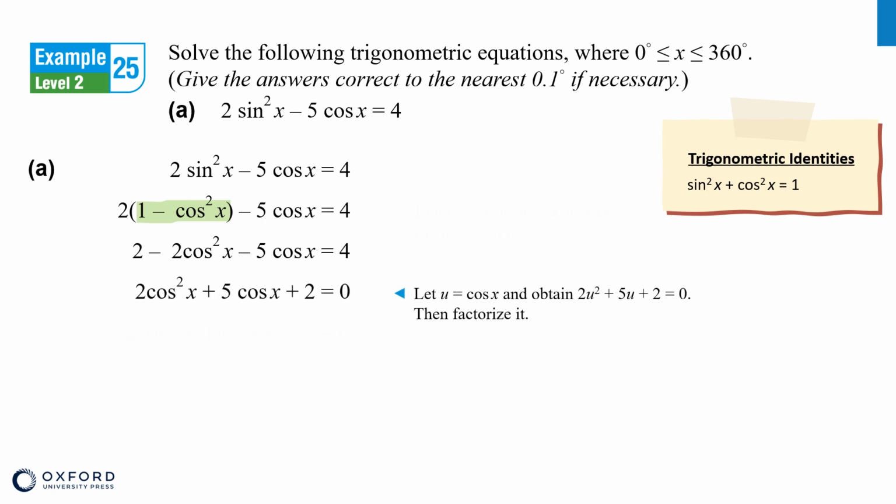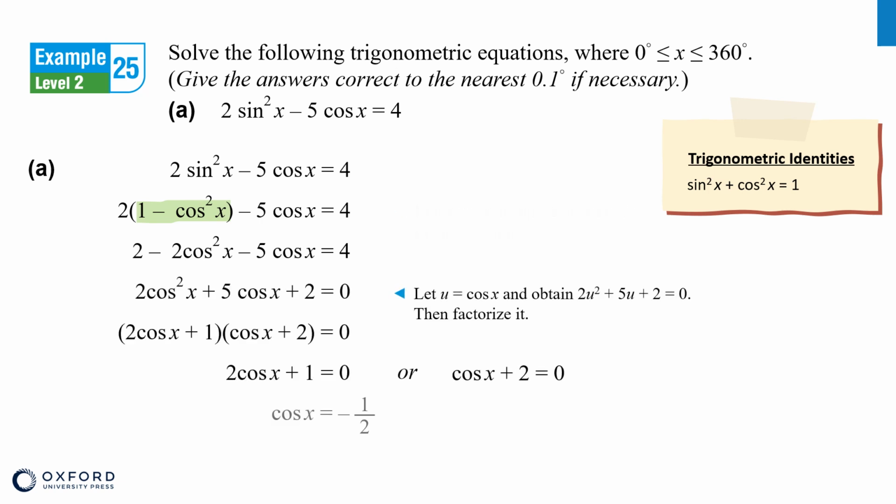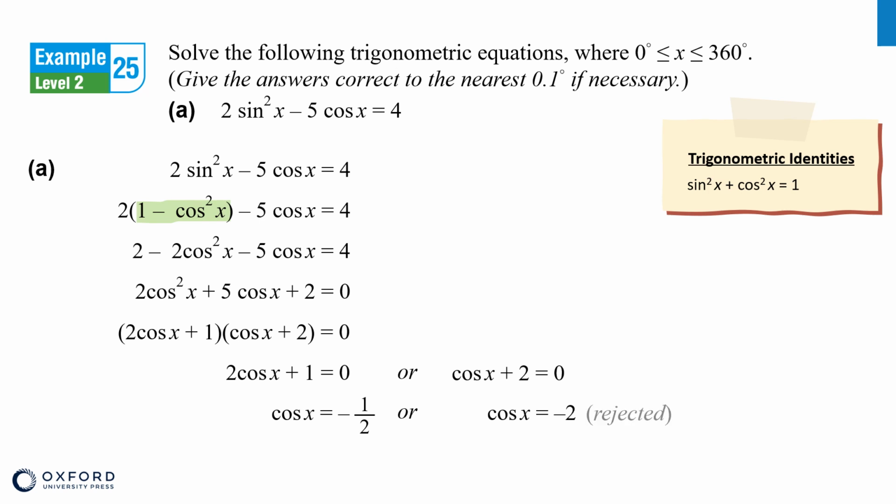Factorize it. We've got cosine x is equal to negative 1 over 2 or negative 2. Cosine x is equal to negative 2 should be rejected because for any angle x, the value of cosine x should be between negative 1 and 1. Therefore, cosine x equals negative 2 has no solutions.